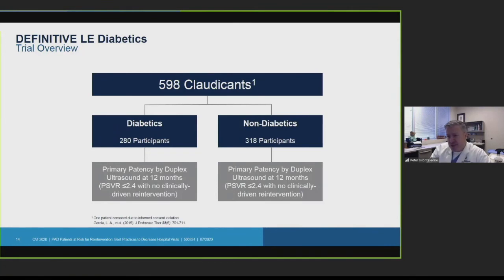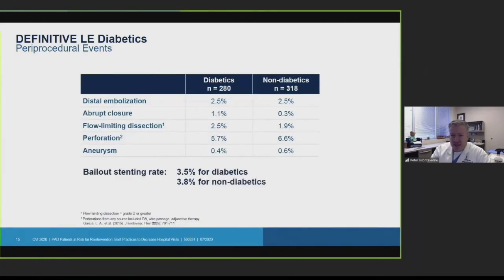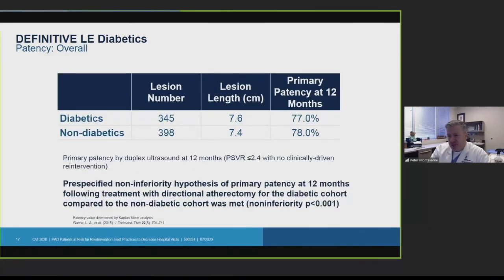Now, our patient was a diabetic, and of course, diabetics are high-risk cohorts for everything, ranging from interventions with medical therapy and certainly with procedural therapies as well. And looking at the 600 claudicant patients within Definitive LE, 280 of those were diabetic patients, as opposed to 318 non-diabetic participants. In this higher risk cohort, directional atherectomy in Definitive LE diabetics was equally safe. Bailout stenting rates, despite the comorbidity of diabetes, were equally low. And then impressively, primary patency at 12 months was effectively unchanged.